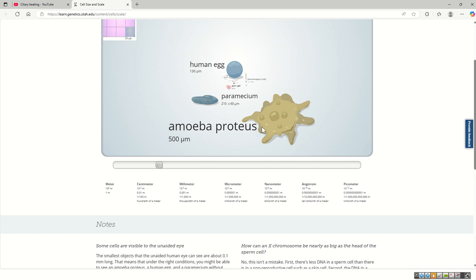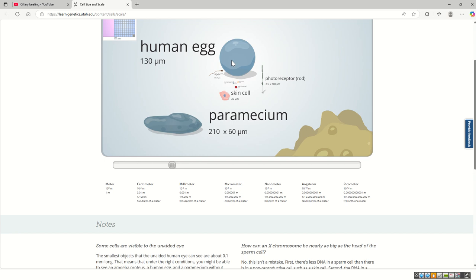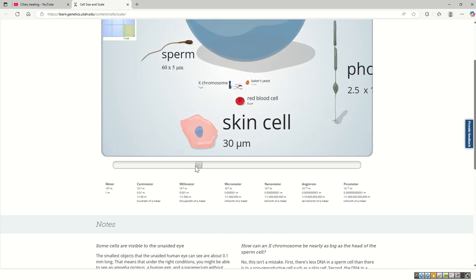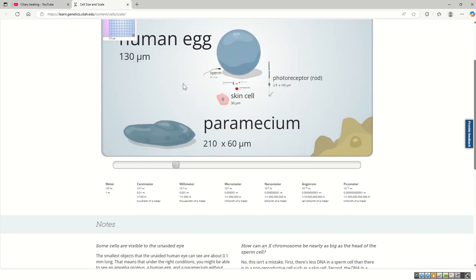Amoeba proteus is kind of a big protist. Paramecium, kind of big again. Human eggs, very large human cell. They are a really large cell, much bigger than a sperm cell. So, sorry, this is the egg here. This is the sperm here. It is so much smaller. All it has to do is deliver the nucleus. The egg has all the other cellular stuff, all the cytoplasm, all the organelles. Those are going to come from the egg, not the sperm.